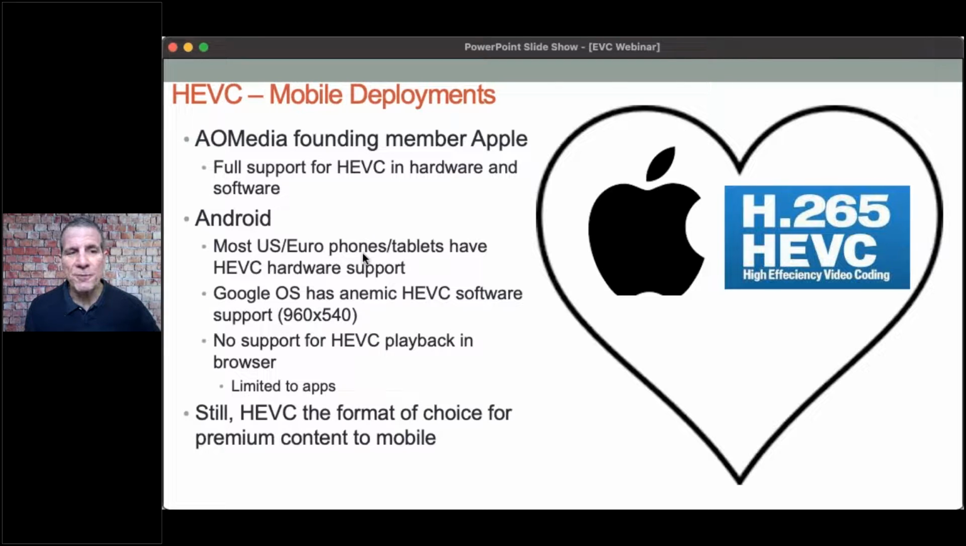Most US or European phones and tablets have HEVC hardware installed. The Google operating system has anemic HEVC software support. It's only 960 by 540, but typically most of the high-end devices are going to support HEVC in hardware. What publishers do is they distribute video on apps. The apps query the device and say, hey, what level HEVC can you play? And typically they'll play hardware and they will send HEVC to those devices. So I think for most premium content distributors, you're sending HEVC to these mobile devices, whether it's Android or iOS. And then obviously if you're YouTube, you're sending VP9 to both.